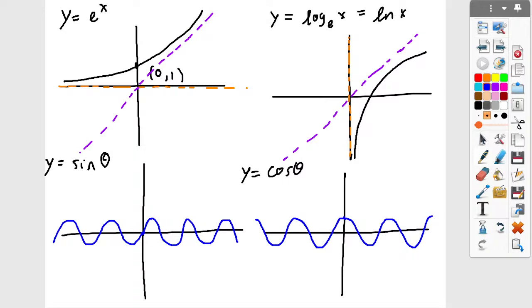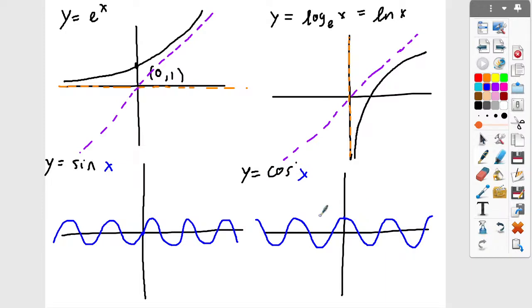Oh well, I do know that the reason is, if you put values of x, y equals sine x, not sine theta, I'm sorry. If you put values of x into sine x and cosine x, sine x will draw out this value, and cosine x will draw out this value. That's why. But I don't know what mnemonic to use. Just remember, sine x crosses the origin, cosine x does not cross the origin.